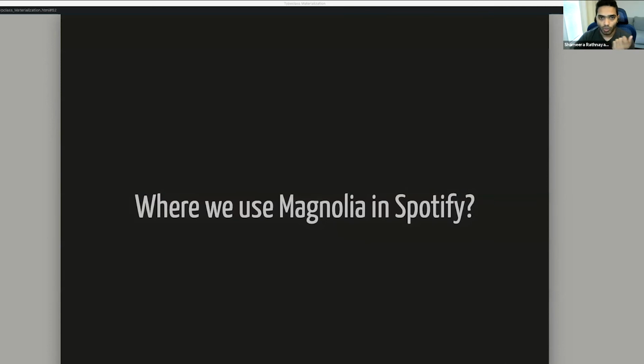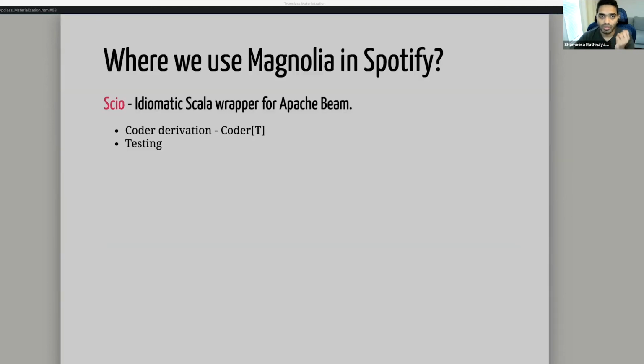So, the interesting part is where we use Magnolia in Spotify. We use it in Scio, which is an idiomatic Scala wrapper for Apache Beam. We use that for coder derivation. If you are familiar with Apache Beam, then you have to define a coder for each input and output type. So it's really cumbersome if you want to write the coder for every custom type that you are using. So we provide it for you. If you want to provide your own, that's fine. If there's no coder found in the scope, then we will derive it for you.